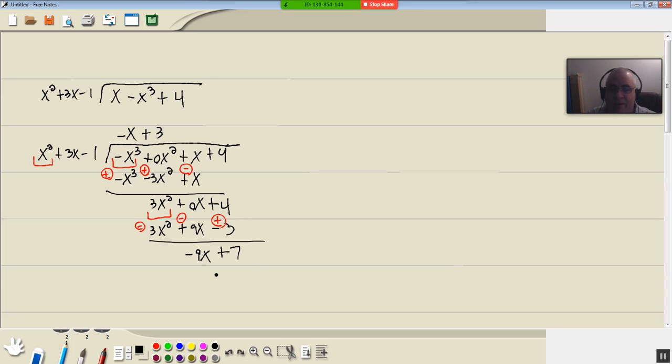Now the degree of what we have here is 1, and the degree of what we're dividing by is 2. So whenever the degree is less here, then that's a remainder. So we're going to have negative 9x plus 7, and we'll put that over x squared plus 3x minus 1. And that's our answer.